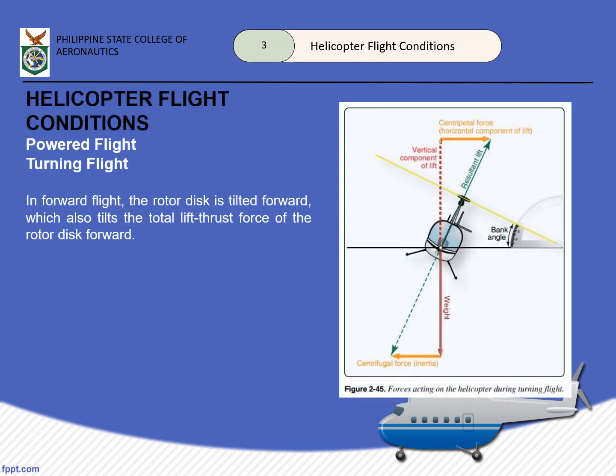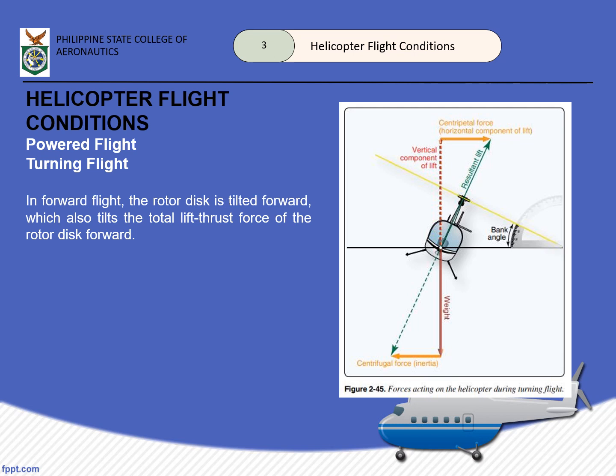So, we now have the turning flight. So, in forward flight, the rotor disc is tilted forward, which also tilts the total lift thrust force of the rotor disc forward. So when the helicopter naman is banked, the rotor disc is tilted sideward, resulting in lift being separated into two components. So as you may see dun sa ating photo, nagkaroon ng two components yung lift natin since nakatilt yung rotor disc natin during banking.